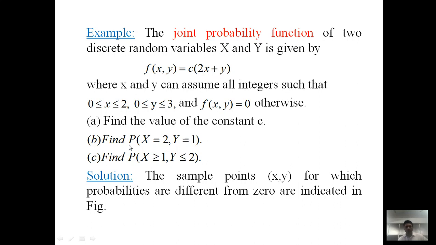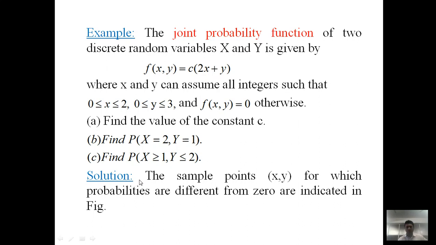Second, we have to find the probability of the event when the random variable x takes the value 2 and the random variable y takes the value 1. So 2 comma 1. When we represent the point 2 comma 1 in the plane, it means that the x coordinate takes the value 2 and the y coordinate takes the value 1. And at the last, we have to find the probability of x greater than or equal to 1 and y less than or equal to 2. So one by one we have to find all these three quantities. Let's start with the first option, A.